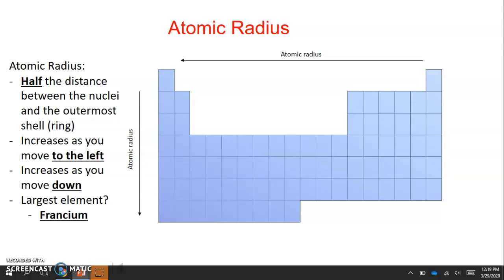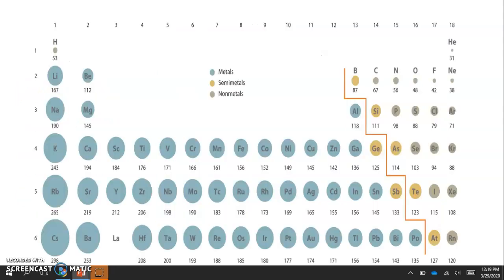Did you get it? Okay, so what does this even look like? How can we visualize this? So this doesn't go down to francium, this just goes to cesium. But this is just showing you your atomic radii as you move across the table. So if we start at helium, helium has a pretty small atomic radii, and as we move to the left, hydrogen's a little bit larger, okay?